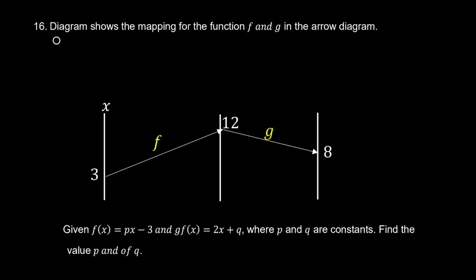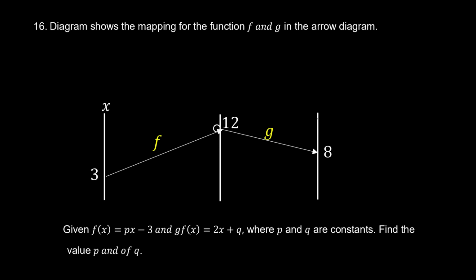Question 16. The diagram shows the mapping for the functions f and g in the arrow diagram. So this is the arrow diagram of two functions f and g. Given f(x) is equal to px minus 3, and gf(x), which is the composite function, is equal to 2x plus q, where p and q are constants, meaning that they will never change. Find the value of p and of q.